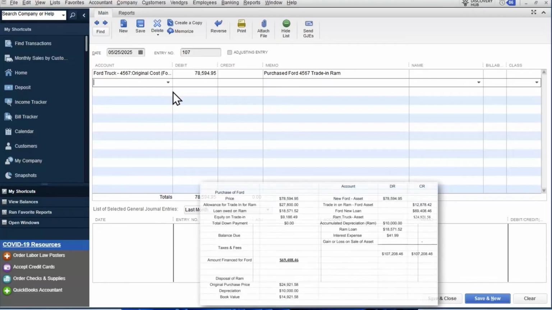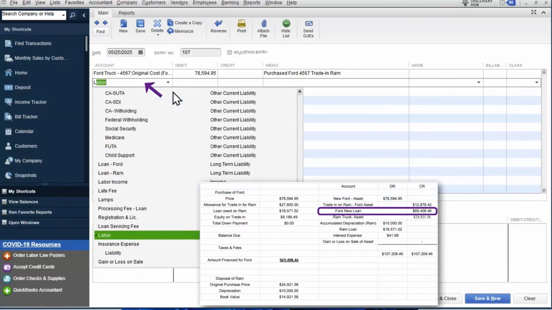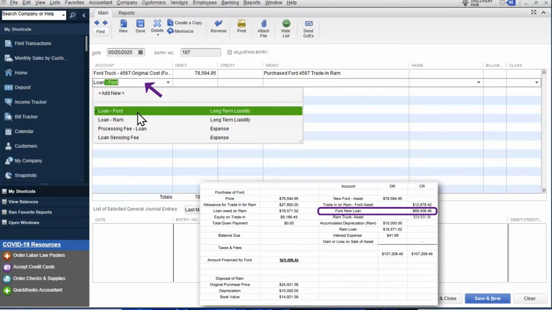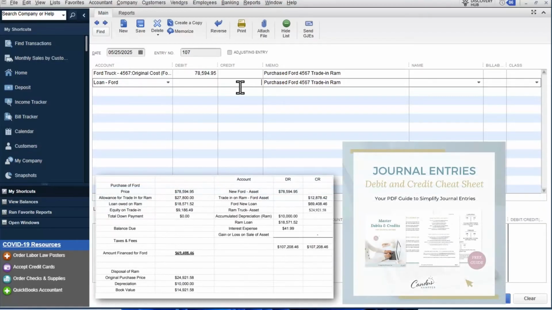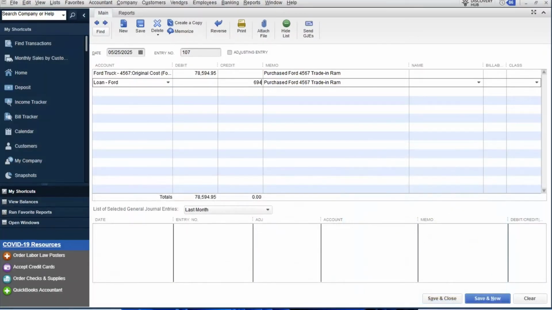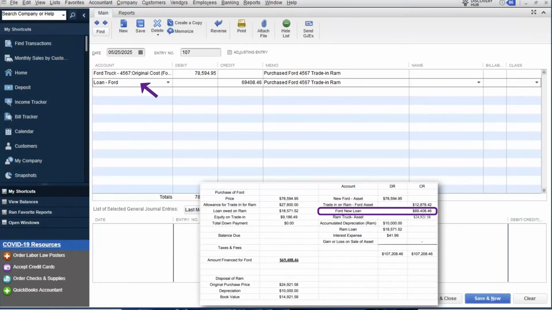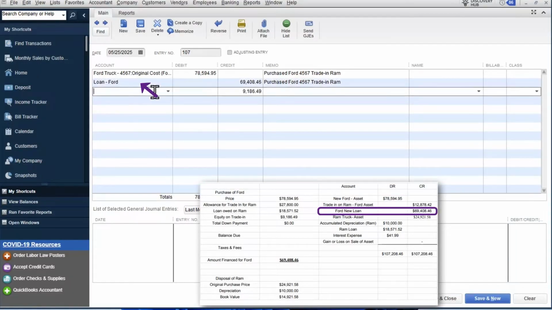Next, we are going to do the new loan. So we'll do loan for the Ford. Make sure that's set up. If it's not, you can add new directly from here inside the entry. Now, if you're not familiar with debits and credits: because we're adding an asset, we're debiting it, and a loan is a credit balance. I'll add a link up above and down below where you can download a cheat sheet on how to do journal entries. I don't recommend them very often, but if you're going to do them, let's do them right. That'll just show you debits and credits, kind of like a little T account that you can use. So we're going to add the loan.